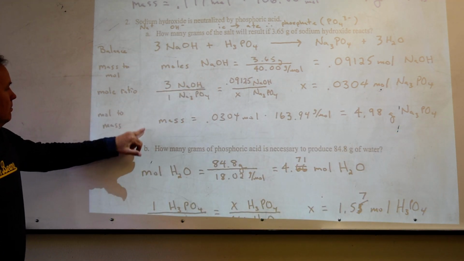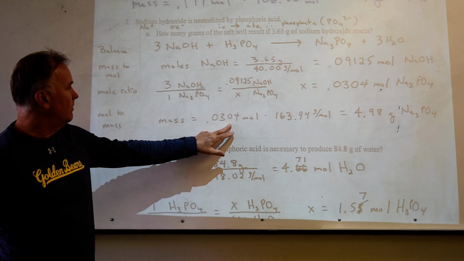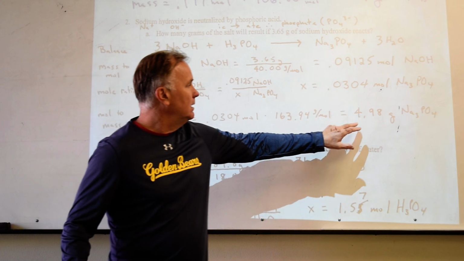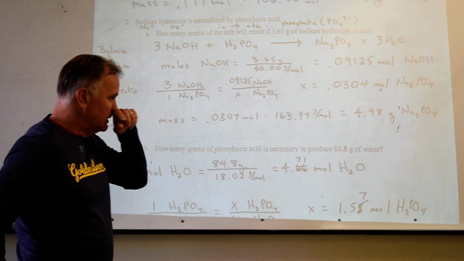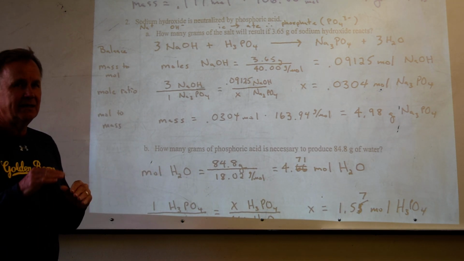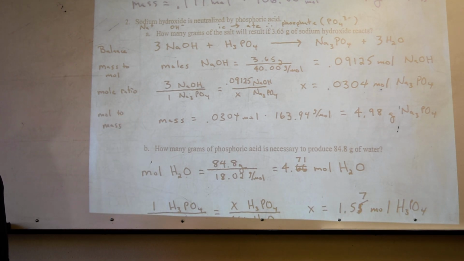And again, mole to mass. Moles of sodium phosphate times its molar mass. I came up with 4.98 grams of sodium phosphate. I know the key says 4.99. Different periodic tables are off a little bit, so both would be acceptable. Okay, part B.